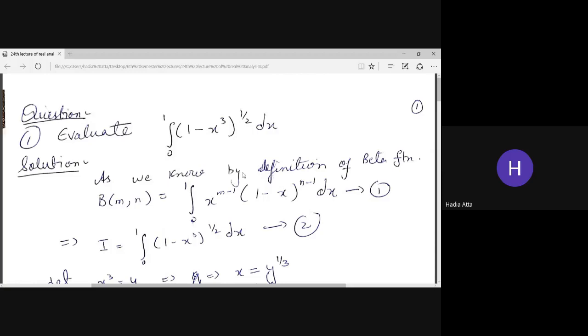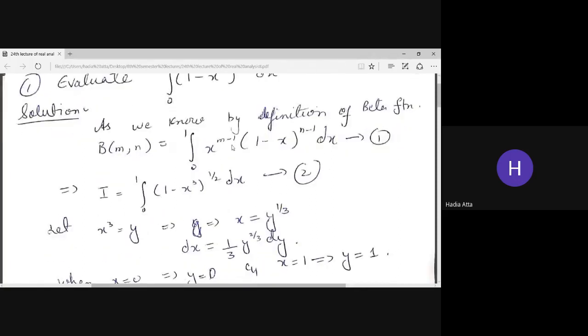By the definition of a beta function, we have beta(m, n), or B(m, n), equal to the integral from 0 to 1 of x raised to the power m minus 1 into (1 minus x) raised to the power n minus 1 dx. This is actually the definition of a beta function. Okay, we call this equation 1.